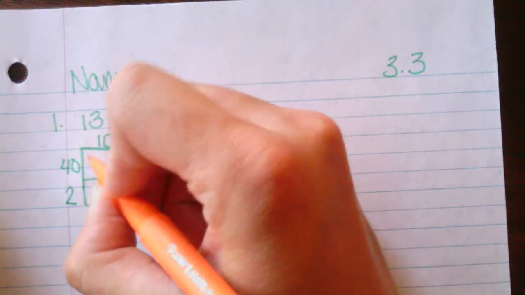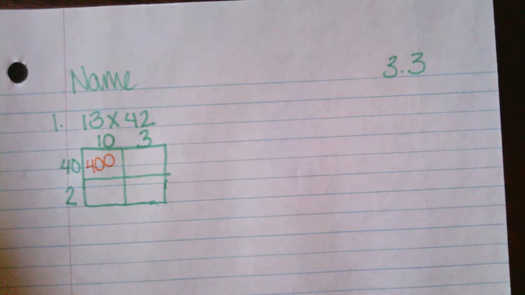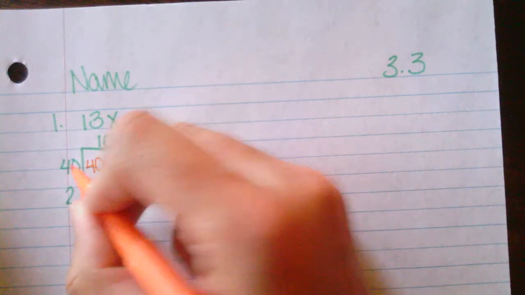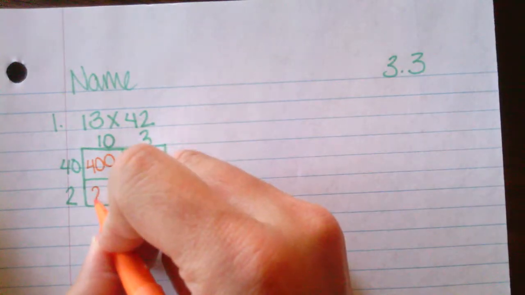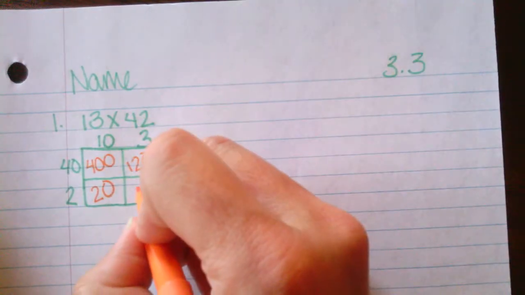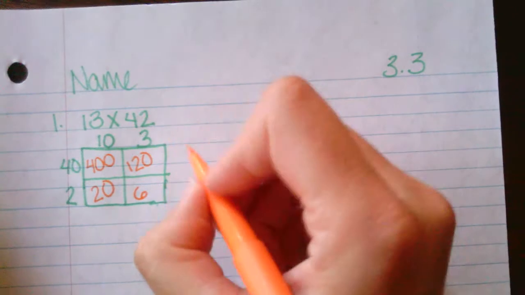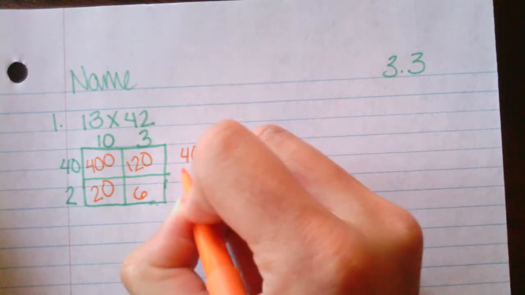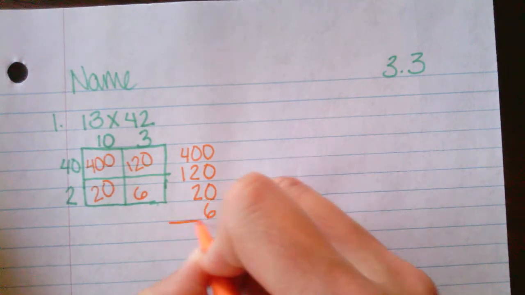4 times 1 is 4, and 2 zeros, so we're looking at 400. 4 times 3 is 12, and 1 zero. 2 times 1 is 2, and our 1 zero. And 2 times 3 is 6. Now we have to add all 4 of these numbers to get what 13 times 42 is. So 400, 120, 20, and 6. Add it all together.